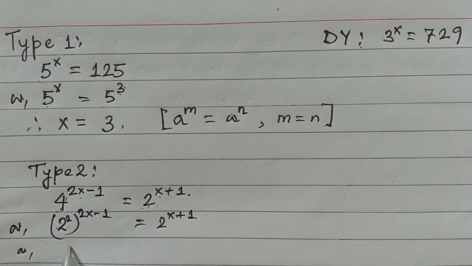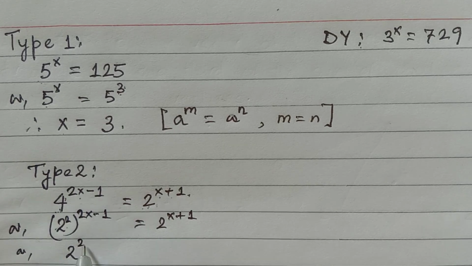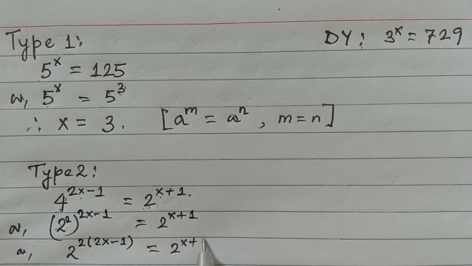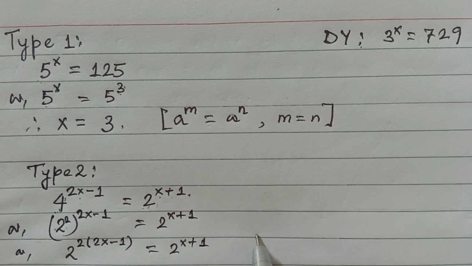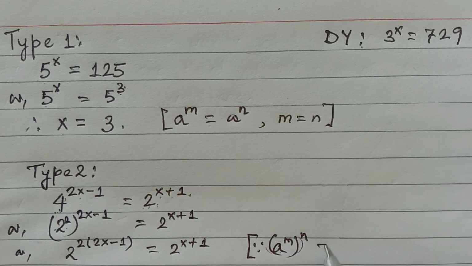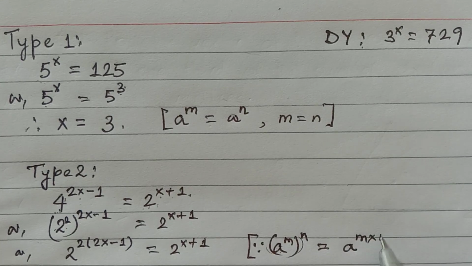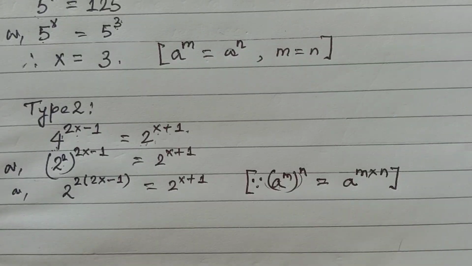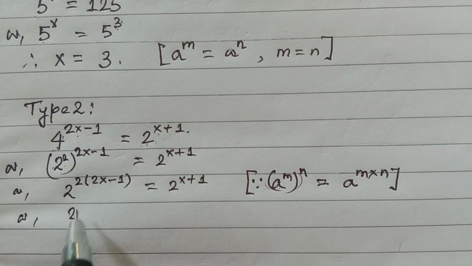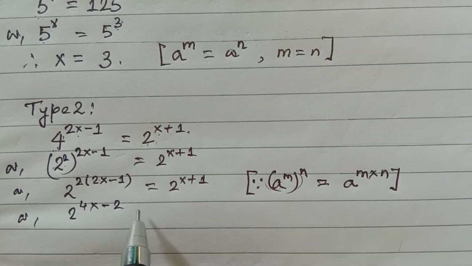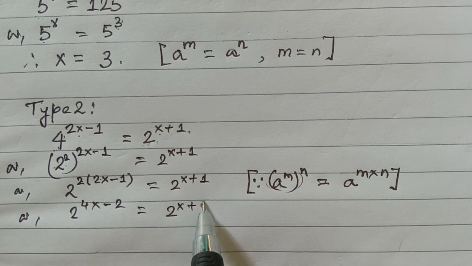So here we have the base 2, and these powers are multiplied: 2 raised to power 2 times (x minus 1) equal to 2 raised to power x plus 1. Why did we multiply? We have an exponential law: if a raised to power m, and the total thing is raised to power n, then it becomes a raised to power m times n. So we get 2 raised to power 2 times (2x minus 1) equal to 2 raised to power x plus 1.